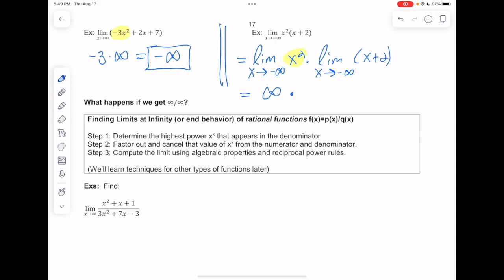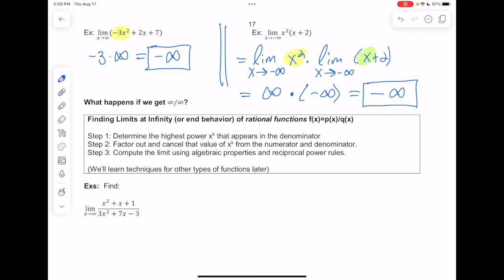Then we switch over to the next one, and for that one, we would focus on the lead term. So what happens to x as x goes to negative infinity? It goes to negative infinity. And if you take a big number times a big number, you get another big number, but if it's a positive times a negative, it turns out negative. So this would be negative infinity. And that's our answer.